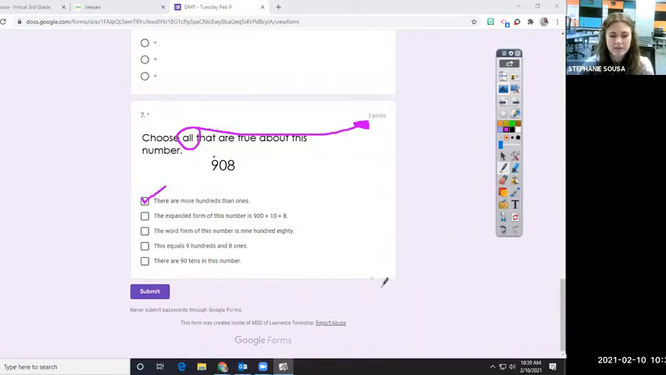That is correct. The expanded form of this number is 900. Yep. Plus 10. No. There are 0 tens. The word form of this number is 980. No. That T at the end makes it wrong. This equals 9 hundreds and 8 ones. Yes. There are 90 tens in this number.